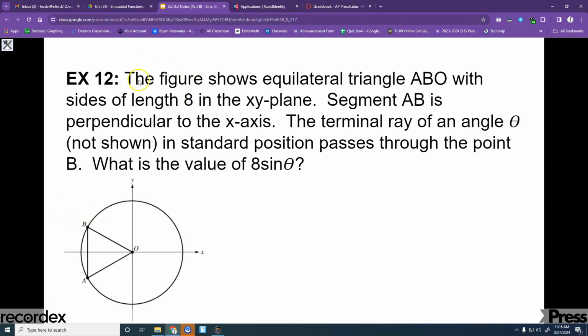Let's look at 12. Figure shows an equilateral triangle ABO with sides of length 8 in the XY plane. So the length of this side is 8. It's equilateral, so all the sides are the same. All the sides of that triangle are 8. What's the radius of the circle then? It would be 8 because the OB and OA go from the center to the outside of the circle.